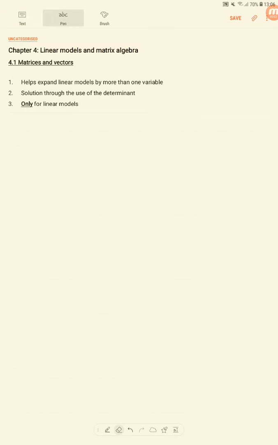In this video, we will start with Chapter 4 on linear models and matrix algebra. Section 4.1 is all about matrices and vectors and their introduction. But first, why do we need matrix algebra? It helps us expand linear models by more than one or two variables.